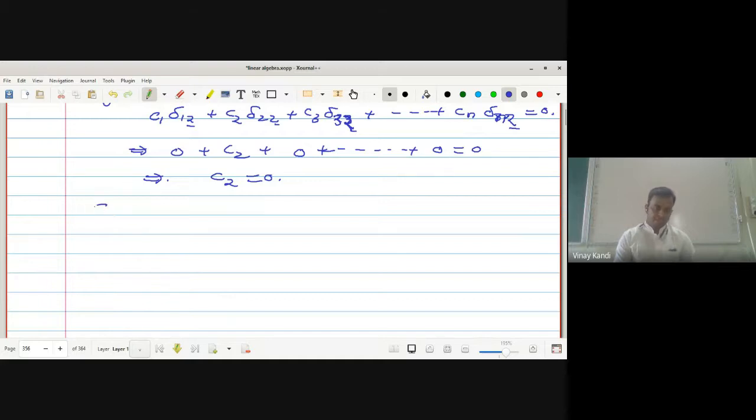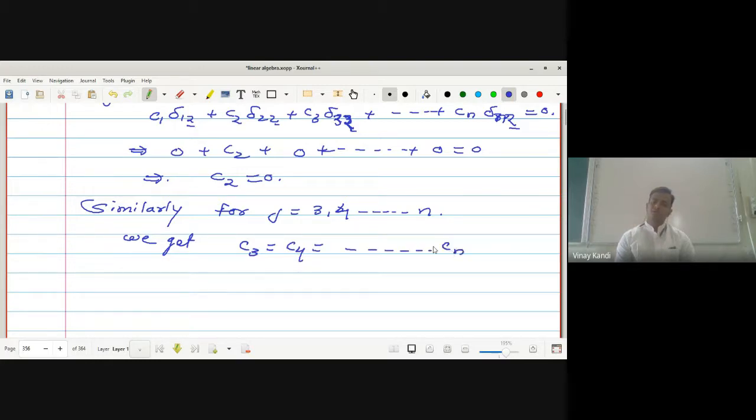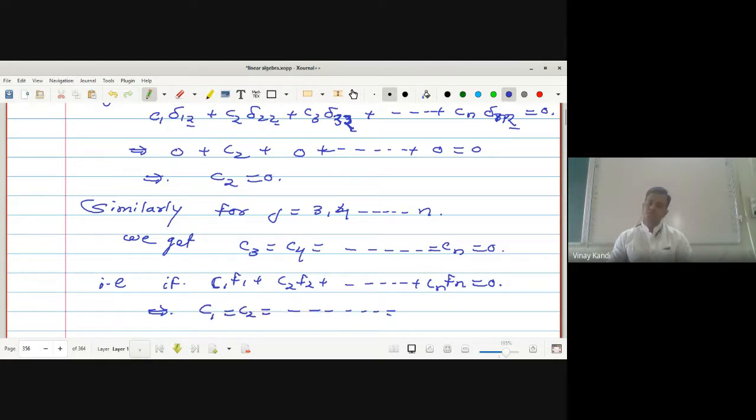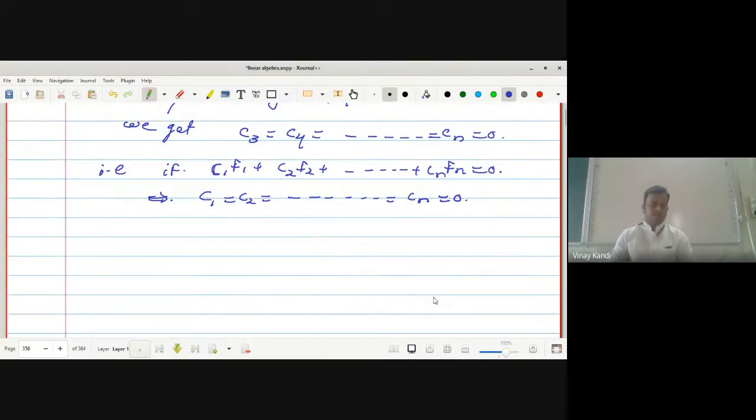Okay. Similarly, for j is equal to 3, 4 up to so on n, we get C3 is equal to C4 is equal to up to so on Cn is equal to 0. That is, if C1 F1 plus C2 F2 plus up to so on Cn Fn is equal to 0, this implies C1 is equal to C2 is equal to up to so on Cn is equal to 0. This implies F1, F2 up to so on Fn is linearly independent. So this implies beta star is linearly independent. Any doubt?